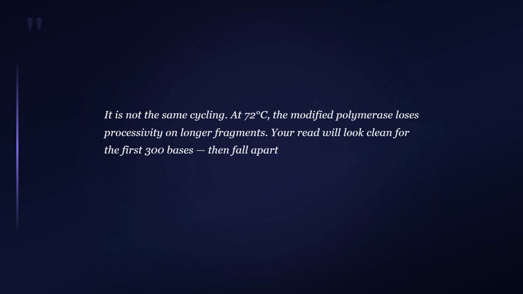At 72 degrees, the modified polymerase loses processivity on longer fragments. Your read will look clean for the first 300 bases and then fall apart completely. You'll submit it thinking you sequenced 800 bases. You sequenced 300 bases and noise.